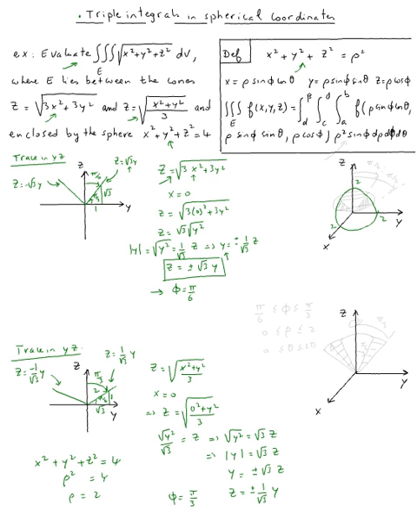Alright, now there are two cones. There is a cone phi equal pi over 6, which is right here. Here's pi over 6. And there is the other one, phi equal pi over 3. This is pi over 3. And I'm interested in, of course this is a cone, right? Is one inside the other one. So how do I do this?